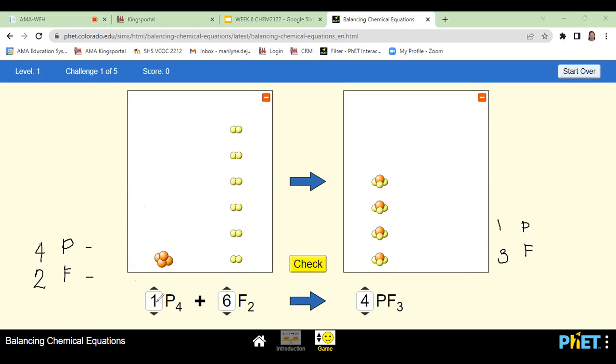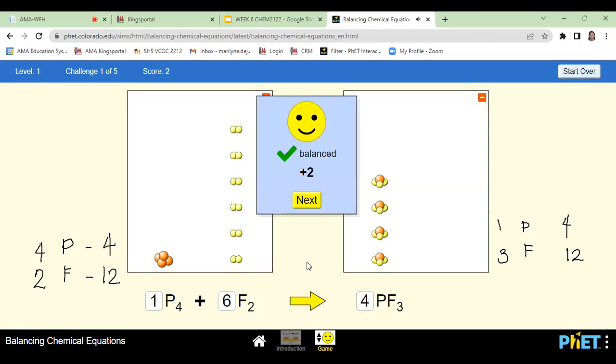So now we have P is still 4, and F we have 6 times 2, that is 12. Okay. On the right side, we have P now is 4, and F is, we have 4 here and 3 here, so we need to multiply 4 times 3, so that is 12. So I think we are now balanced. So let us try, or let us check our work. Okay, so our answer is correct. So let us proceed with another example.